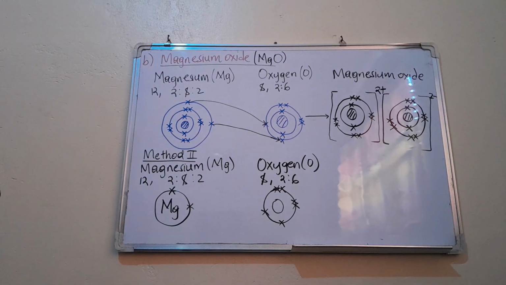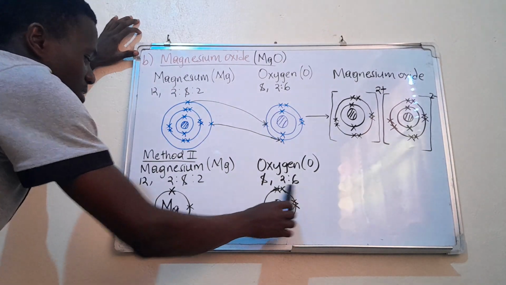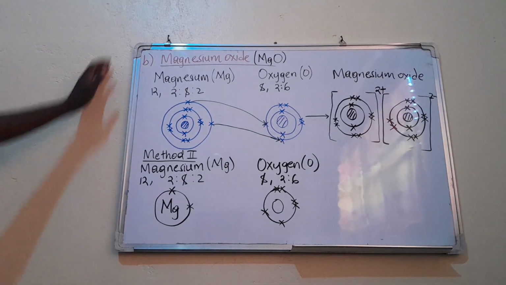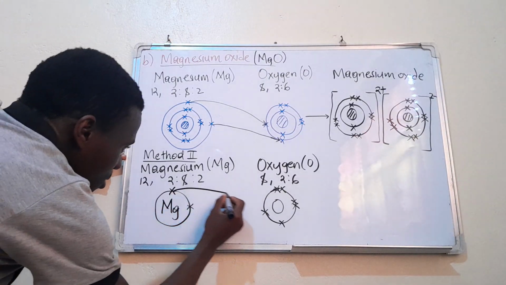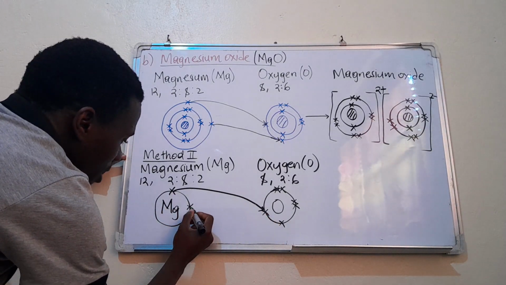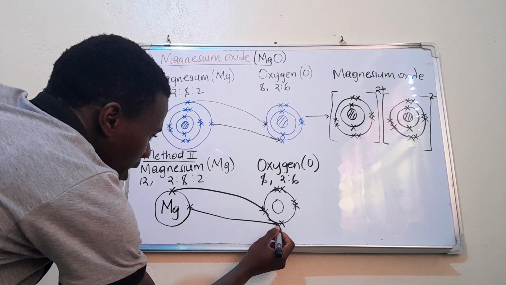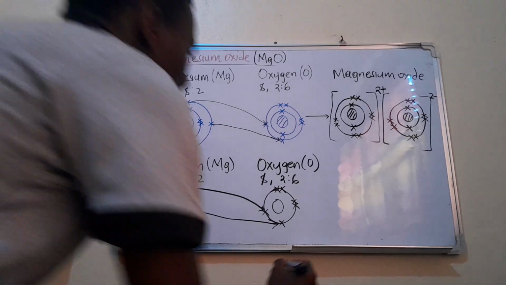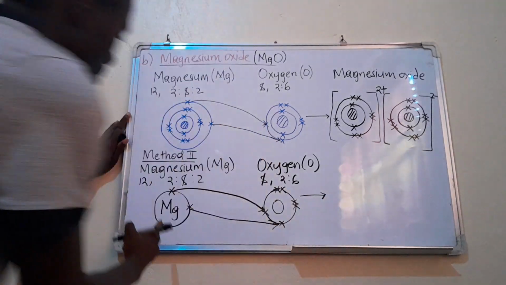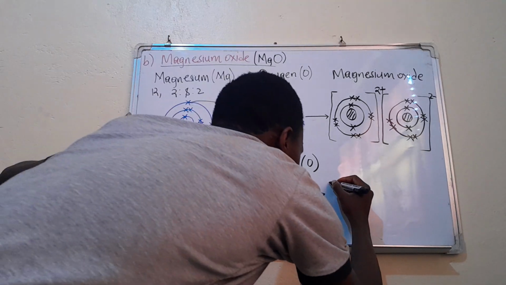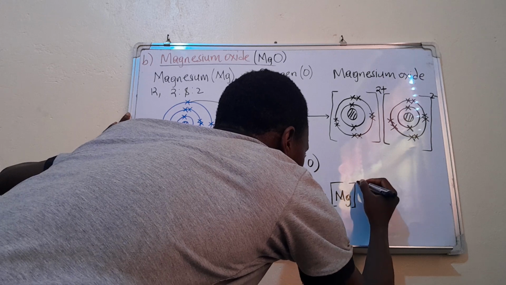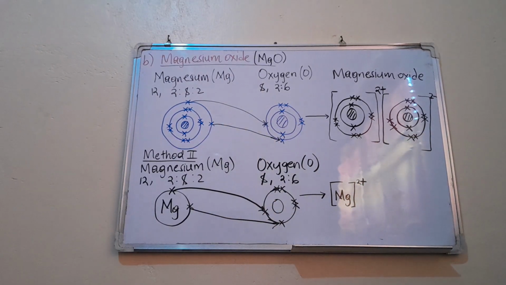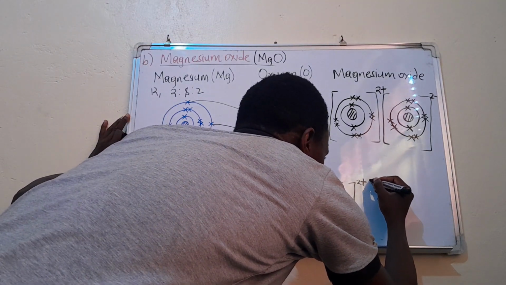So you are seeing that the outermost electron shell of oxygen has 6 electrons, and the one for magnesium has 2 electrons. So we transfer electrons from a metal to a non-metal. Transfer this one to that, and also this one to that. When we do that, we shall come up with this. Now this will become Mg 2 plus.